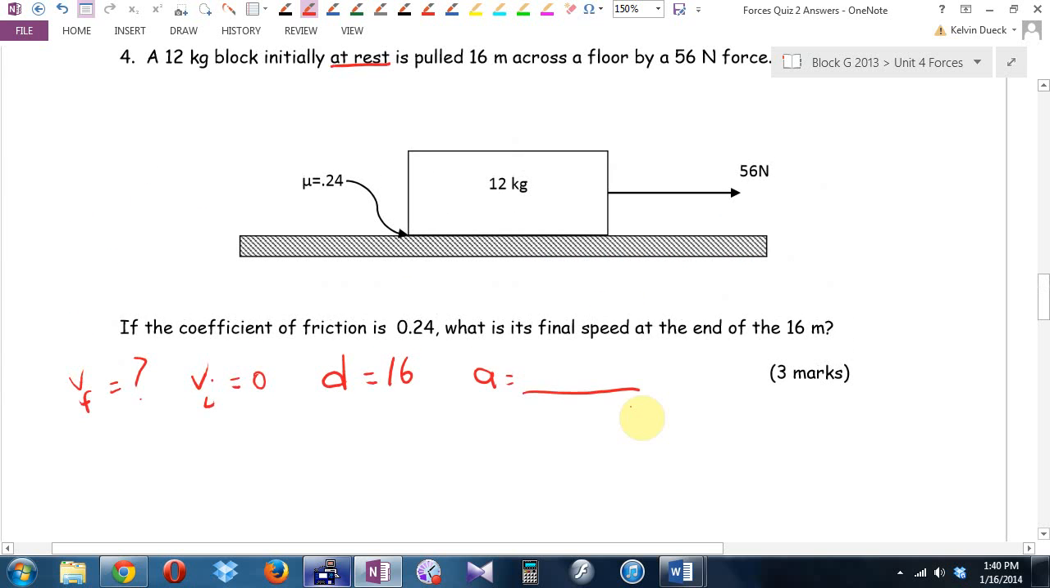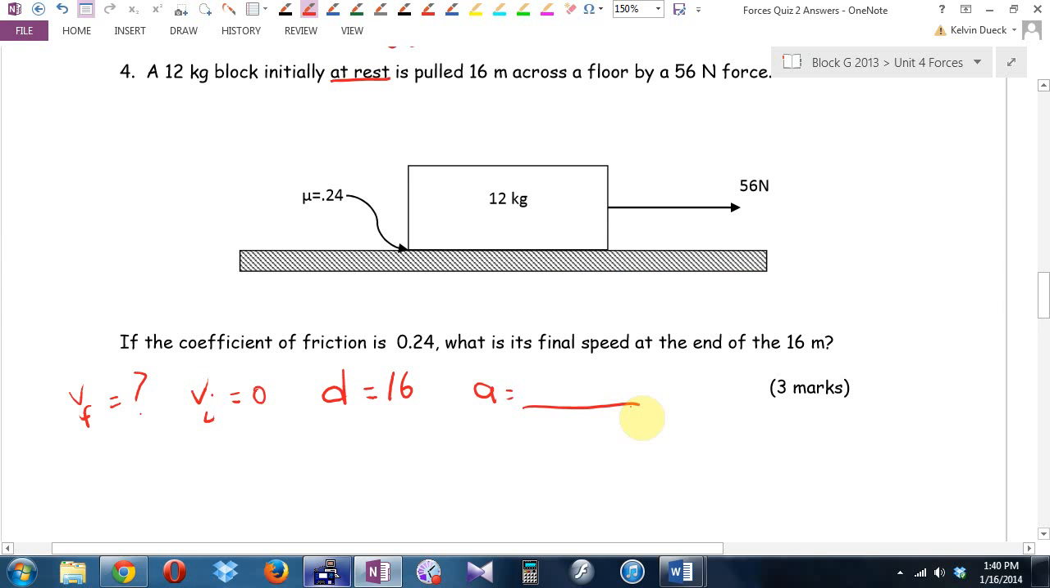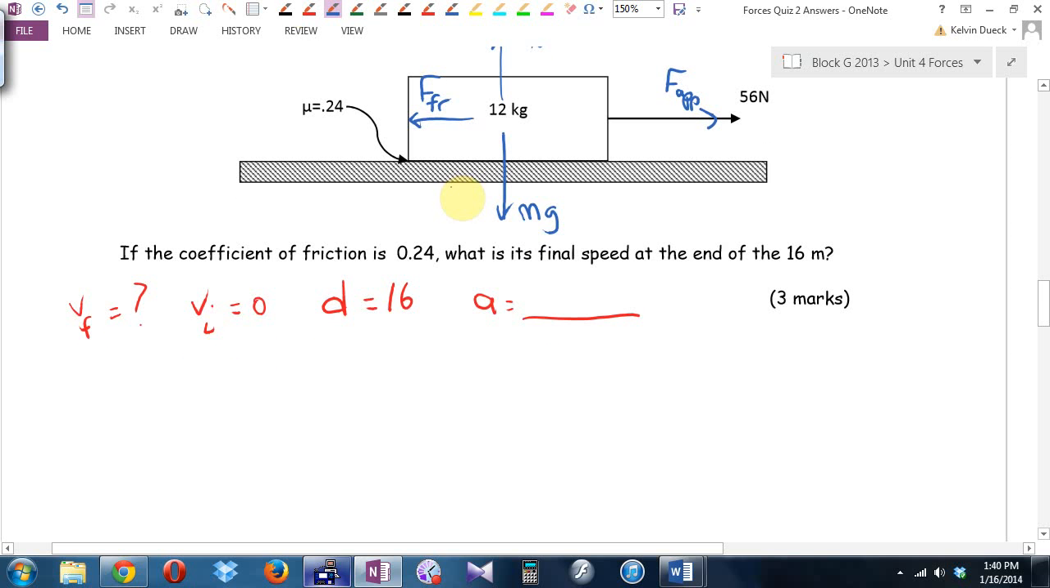So to find acceleration, I'm going to use forces. What are the forces acting on this box here? Get the obvious one. Gravity down. Normal force up. There's the applied force of 56 newtons, and there's some friction going that way. I would argue that the applied force is winning, that friction is losing, and that equals MA.